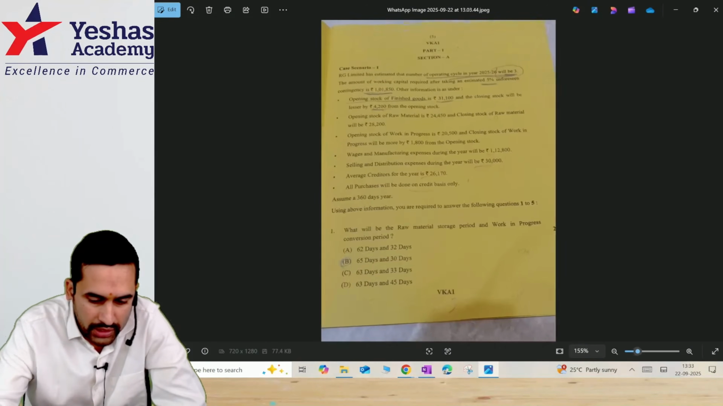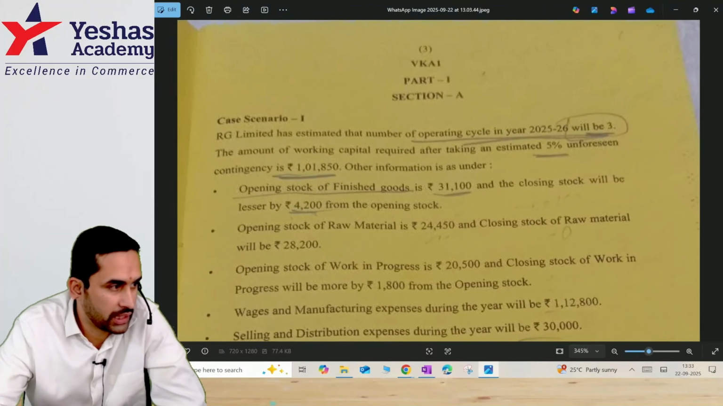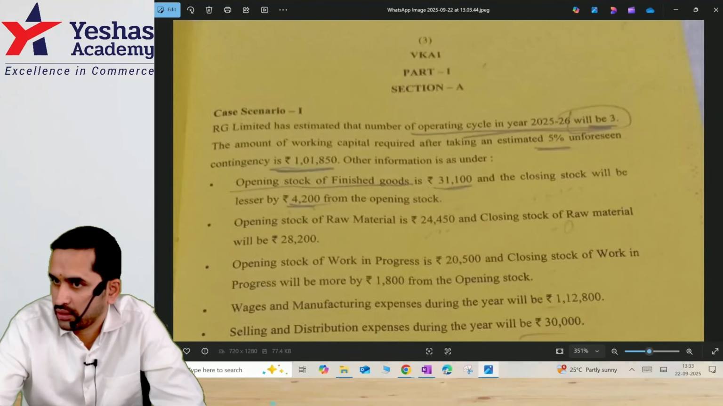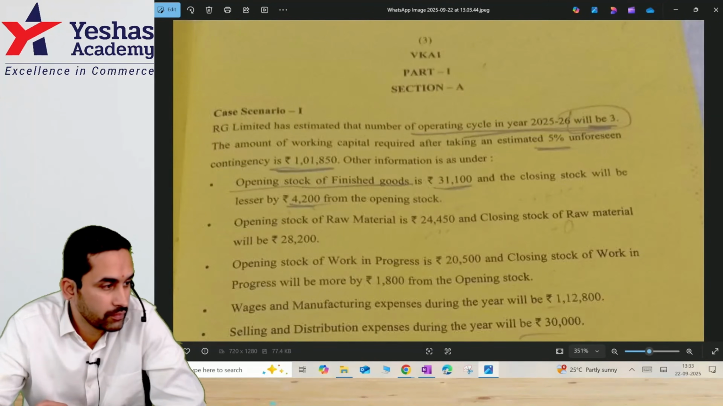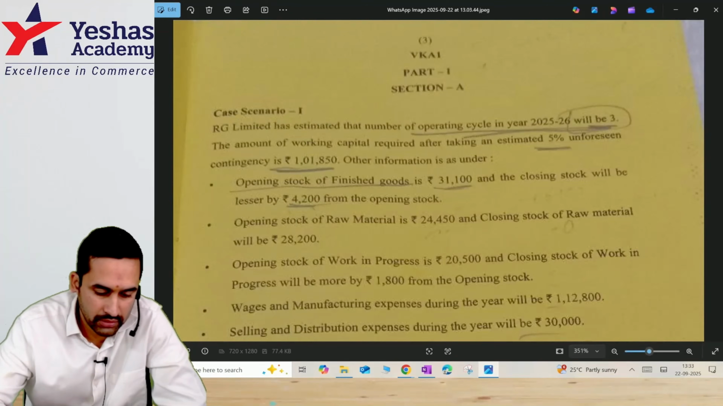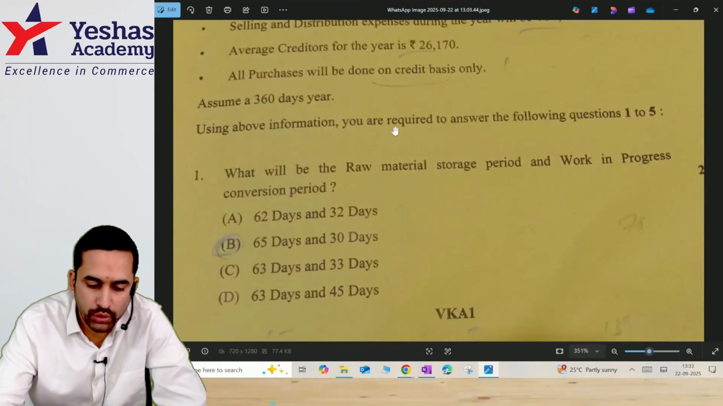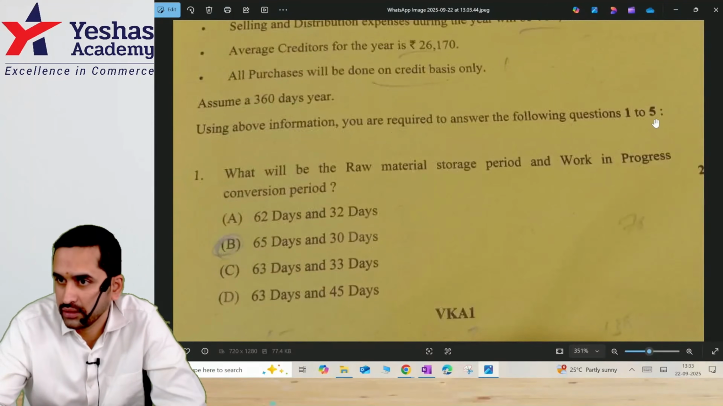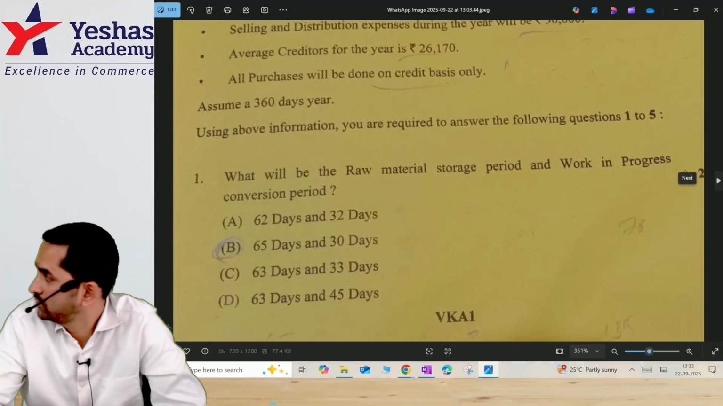Now coming to MCQ section, I could not get it on ICA website, so this is the photo sent by one student of last batch. Hope it is readable. Case scenario 1. Let's understand what they have done. Big story. Assume 360 days. Using above, you are required to answer question 1 to 5. And you can see here 2 marks.